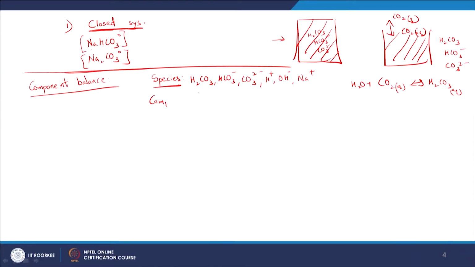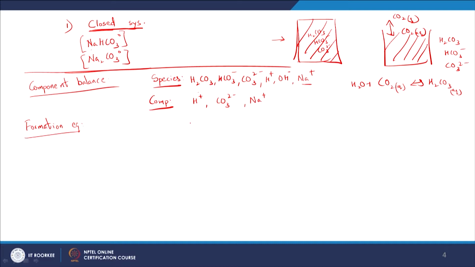And then the key is to choose the components. And what are the components? Obviously, we always try to choose the H plus or the proton, and then the most deprotonated form of the acid, and that is going to be CO3 2 minus, and then the salt or the sodium here, right. And then the formation equations, let's list them out please. The formation equations.